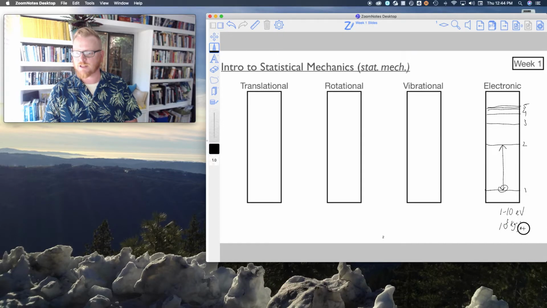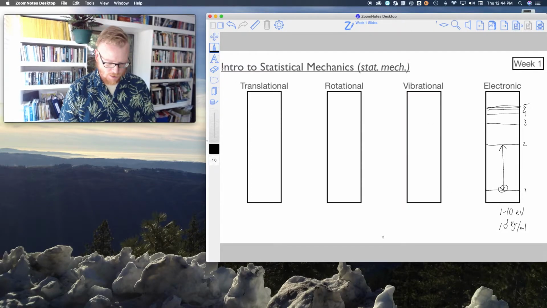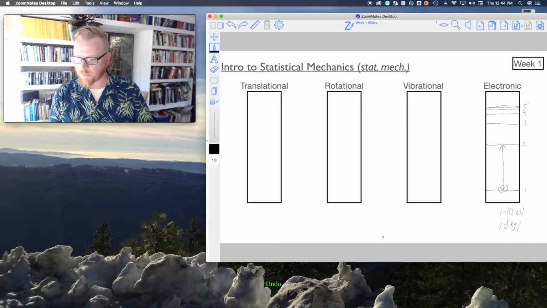Is about 1,000 kilojoules per mole. So I'm sorry, that got real sloppy here. I think that I have an eraser somewhere. Okay. Oh, there we go. Okay, now I'm just going to undo that. All right, here we go.